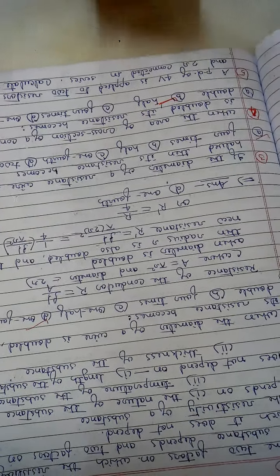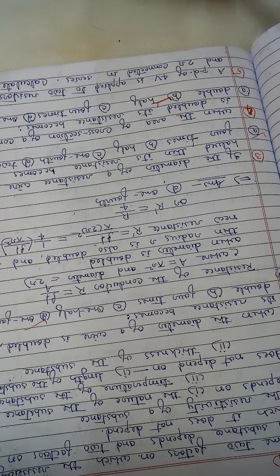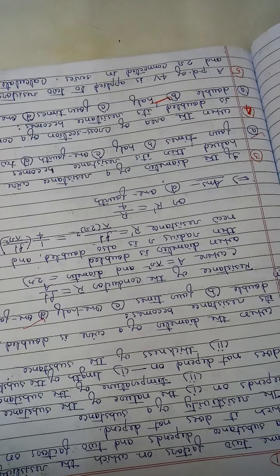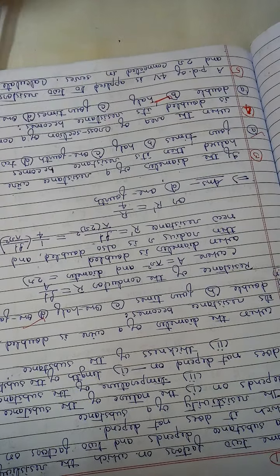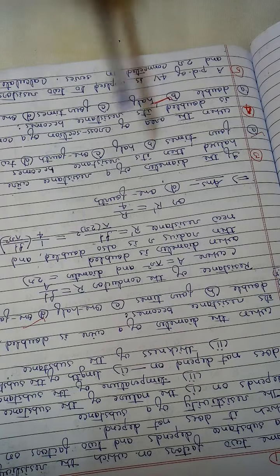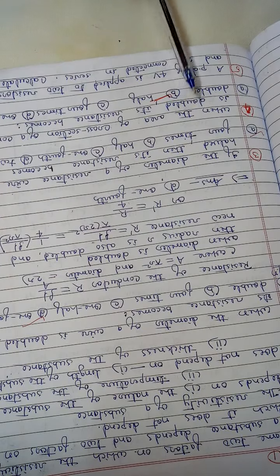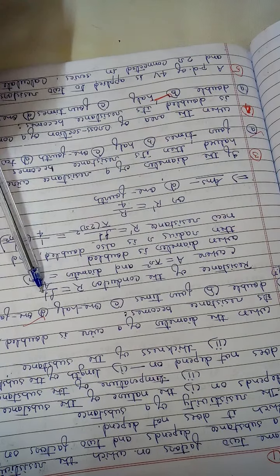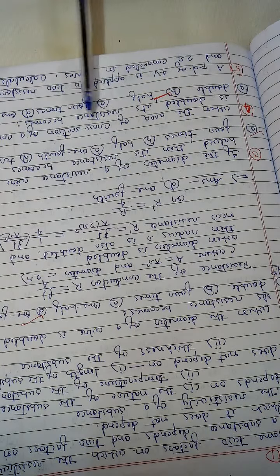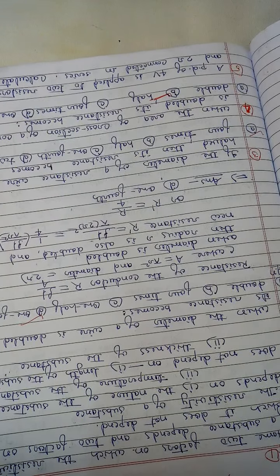Next question: if the diameter of a resistance wire is halved, then its resistance becomes? By solving in the same manner, we are getting 4 times. The answer is 4 times. When the area of cross section of a conductor is doubled, that means here A has been doubled. So by the same formula, the resistance will become half.